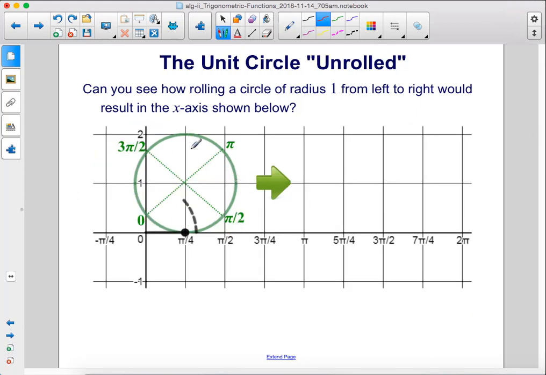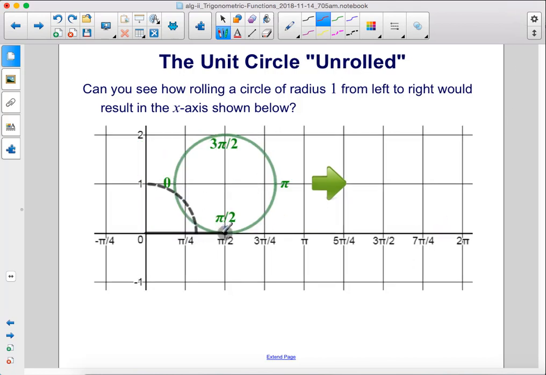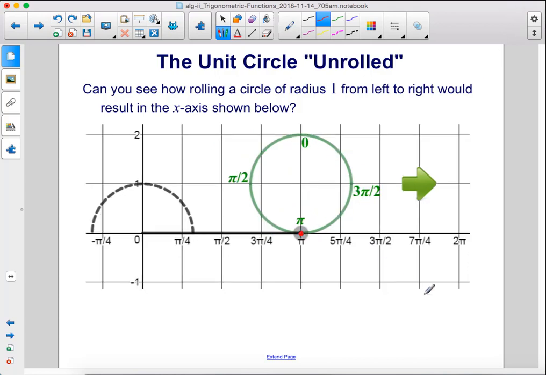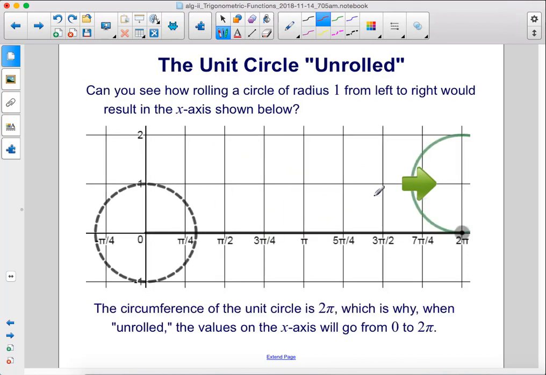Alright, so the circle is rolling. The first point has hit down at π/4. As we keep rolling, π/2 has landed right there. The next point would be 3π/4, and then π. And finally, when the circle has rolled one complete time, we end at 2π. The circumference of the unit circle is 2π, which is why, when unrolled, the values on the x-axis will go from 0 to 2π.